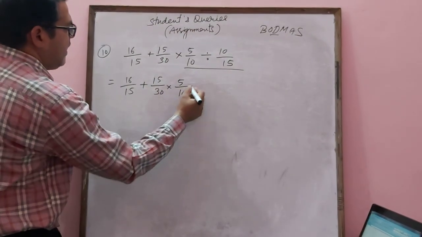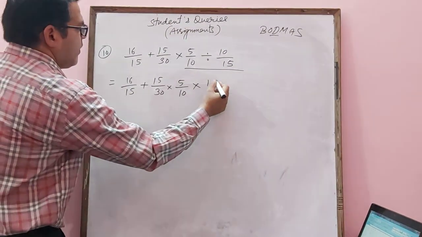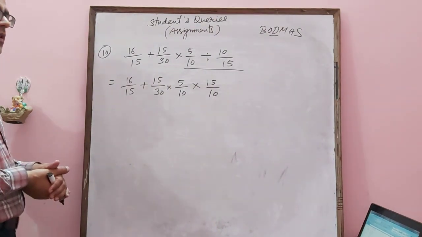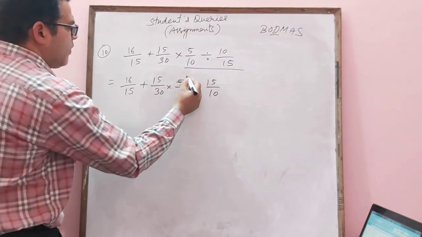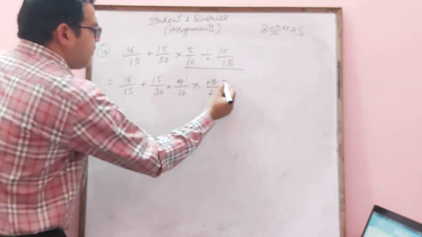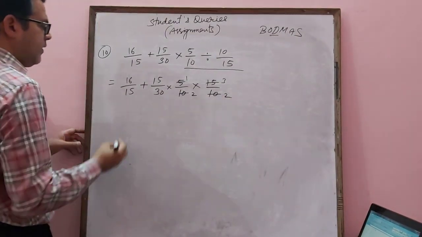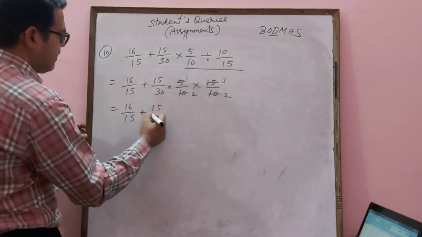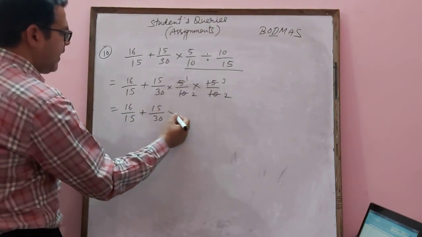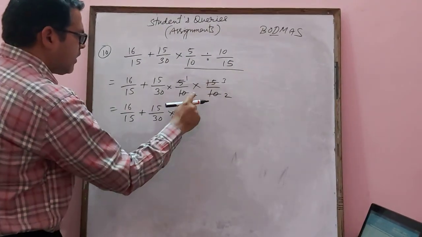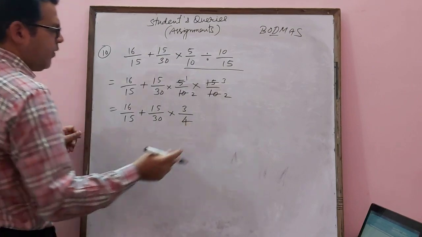5 by 10 into 15 by 10 we can write. Right? Now see, 5 ones are 5 and 5 twos are 10, we can cut it. And 5 threes are 15, 5 twos are 10. So 16 by 15 plus 15 by 30 we can write as it is. Then into, here we have 3 only, 3 ones are 3, and downside 2 twos are 4 we have.